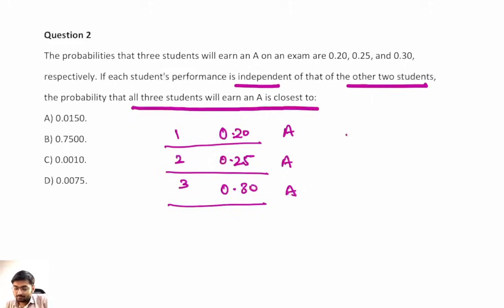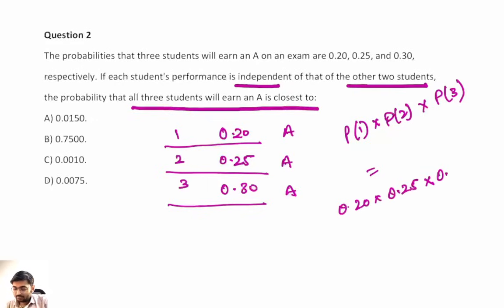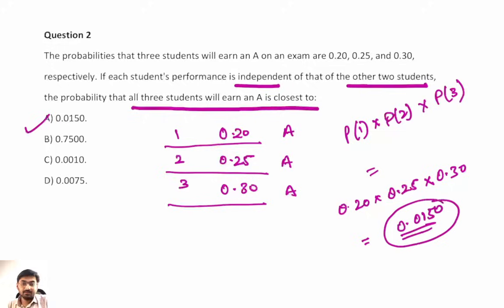So what I'll do, I'll multiply the probability of 1 with the probability of 2 and multiply it with the probability of 3. Hence I'll get the answer. So you are solving 0.20 multiplied by 0.25, multiplied by 0.30. Hence your solution is going to be 0.0150. This is the answer. So here the answer is A, clear.